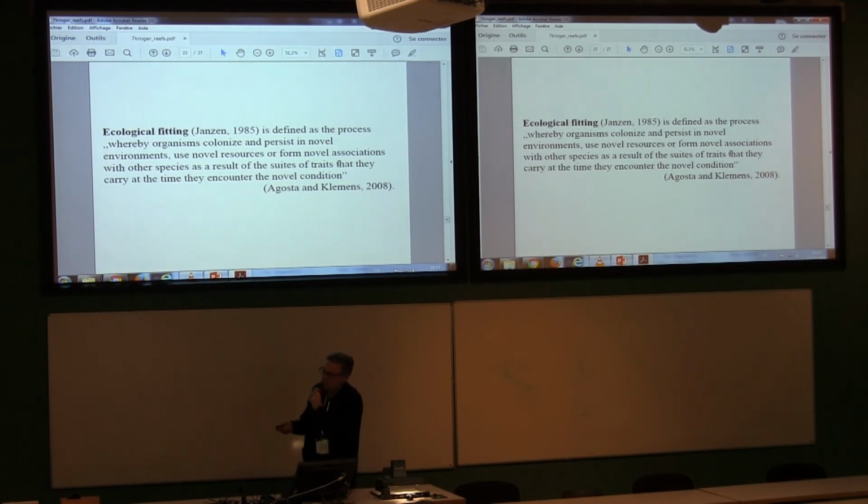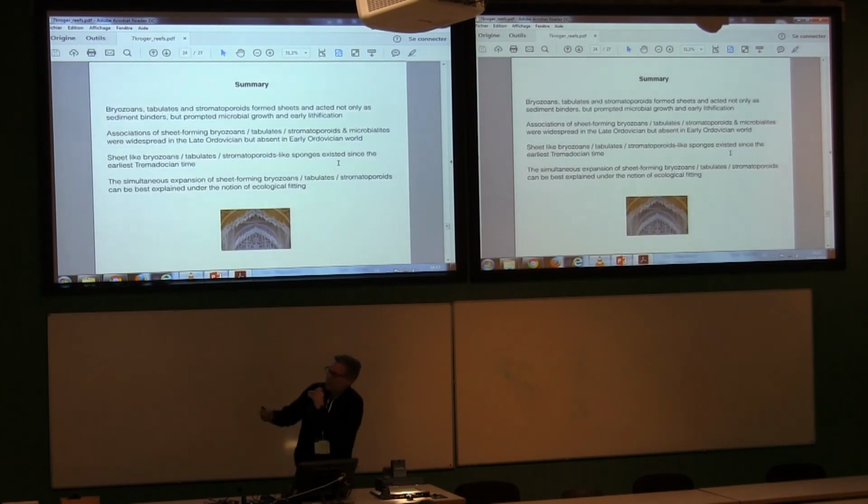So we have these three types of organisms. They all do the same in the late Middle Ordovician. You can compare it like they do these things at the same time, and at this point I can summarize: bryozoans, tabulates, and stromatoporoids formed sheets and acted not only as sediment binders but prompted microbial growth and early lithification. The associations of sheet-forming bryozoans, tabulates, stromatoporoids, and macrobialites were widespread in the Late Ordovician but absent in the early Ordovician world.